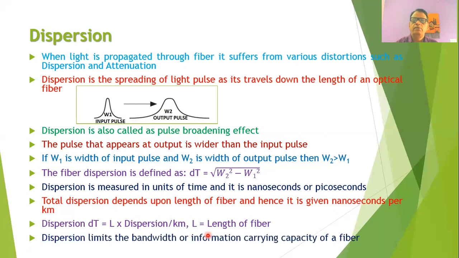Dispersion is very important because it will limit the bandwidth or the information carrying capacity of the fiber. So every attempt must be made to keep this dispersion small, because if the dispersion is small, then we can have a larger bandwidth optical fiber.